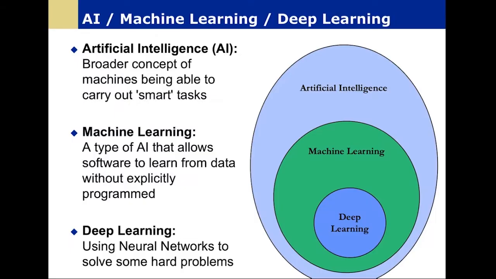Okay, I'm going to start out with a quick roundup of AI, machine learning, and deep learning. Now, AI is simply a broad category which talks about machines being able to carry out smart tasks, and that can mean a lot of different things. One subset of AI is machine learning, or ML. It is a type of AI that allows software to learn from data without being explicitly programmed. And deep learning is a subset of machine learning in which we use neural networks to solve some hard problems.